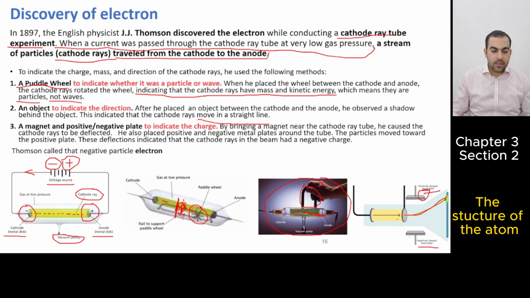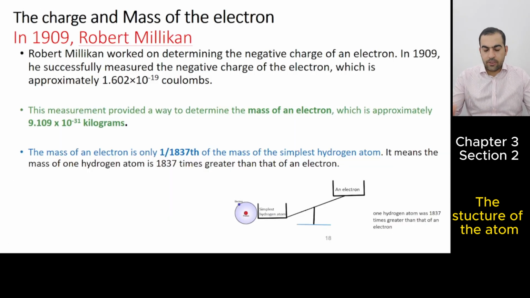So Thomson called that negative particle what? Electron. This is how J.J. Thomson discovered the electron. Then after Thomson, who came? Robert Millikan. Robert Millikan measured the charge and the mass of the electron.